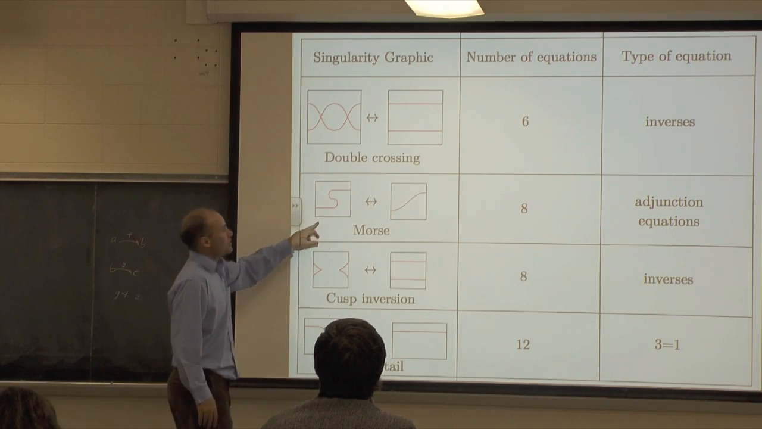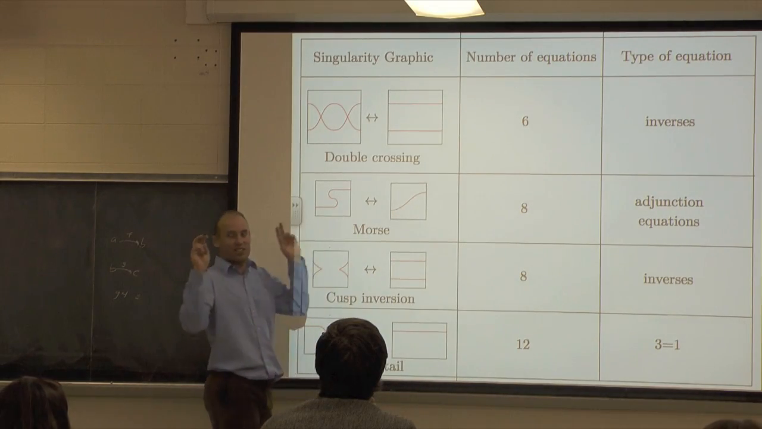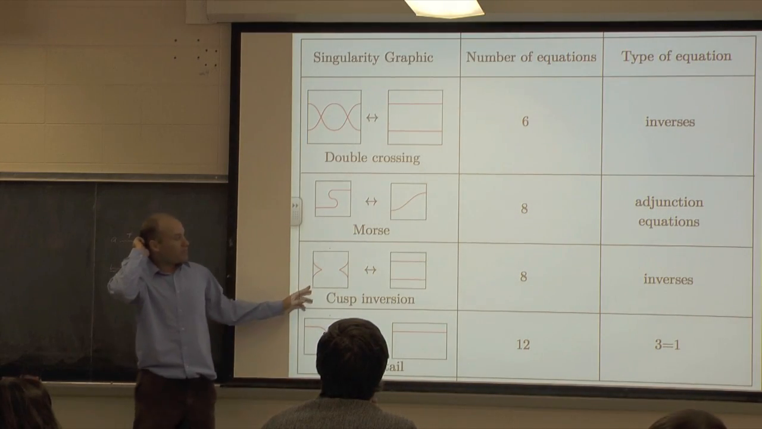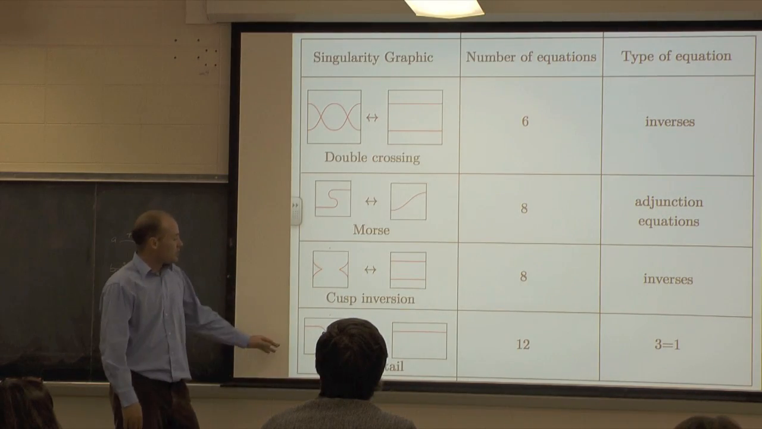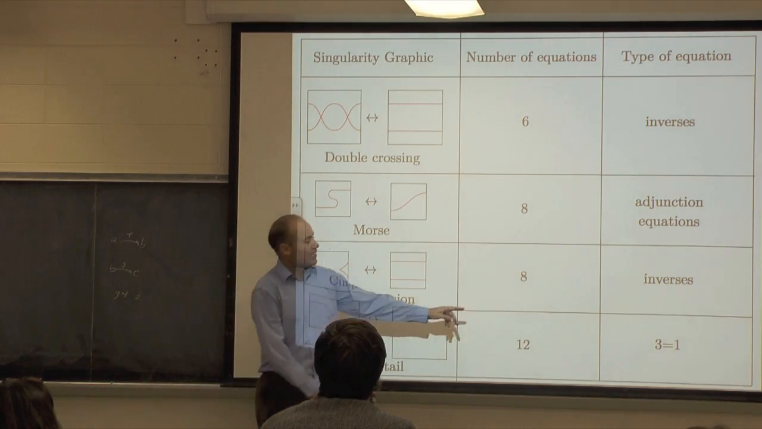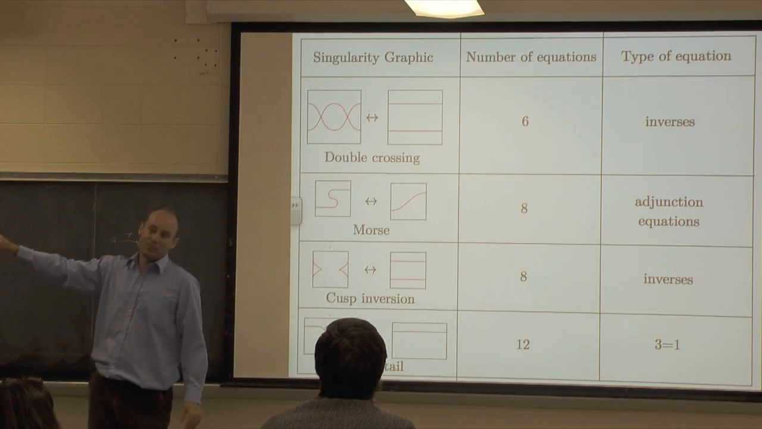So I've spoken about the Morse ones. There's 8 of those equations. Categorically, they correspond to adjunction equations. The cusp inversion gives you 8 equations. Categorically it means inverses. Swallowtail gives you 12 equations, and now the type is 3 equals 1, meaning some composite of 3 things equals some other thing.